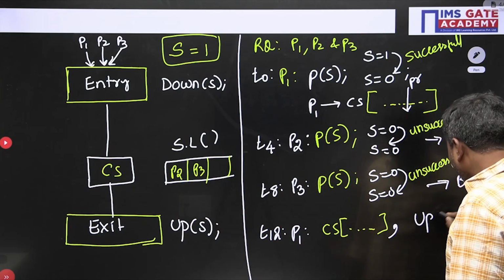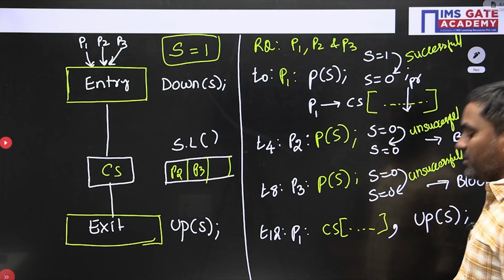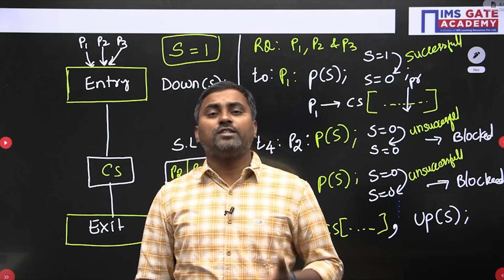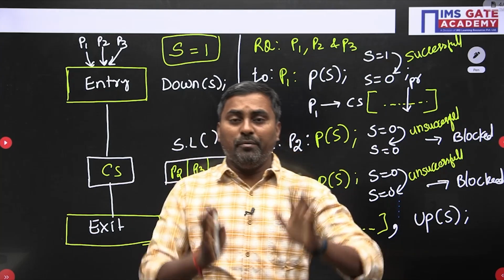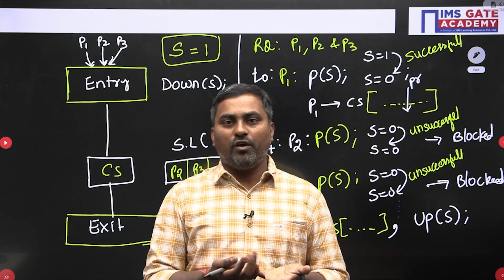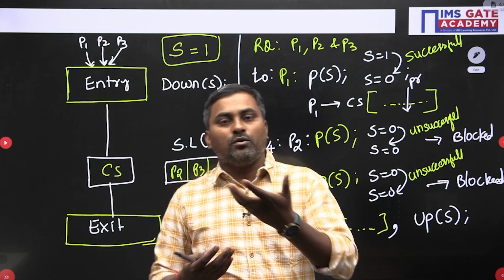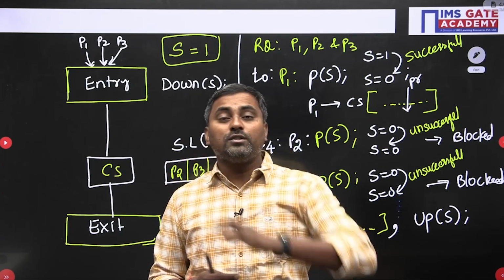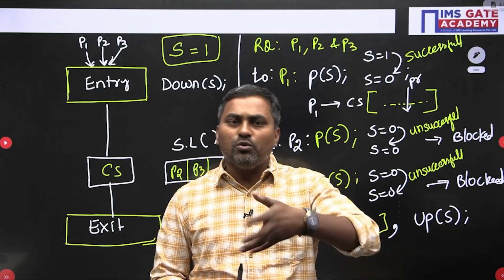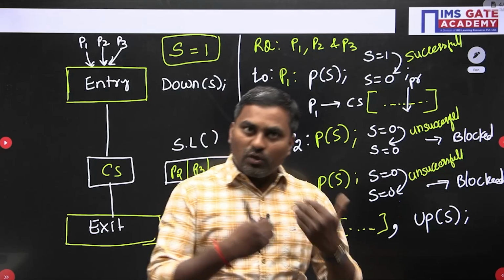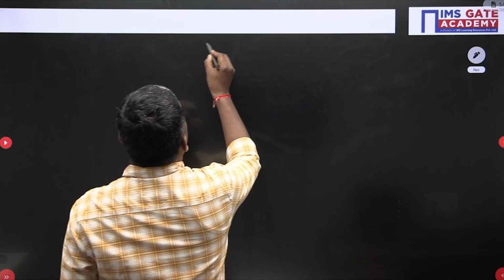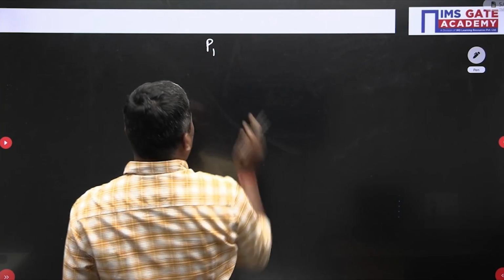You have to perform up of S. So how is the up operation defined? What we observed from the counting semaphore, we have implemented the up operation also. You should increment the semaphore value. In the counting semaphore case, first increment, then if any blocked process is there, you should wake it up. That we understand. So let's do it again, same thing. I'm just showing the up operation.